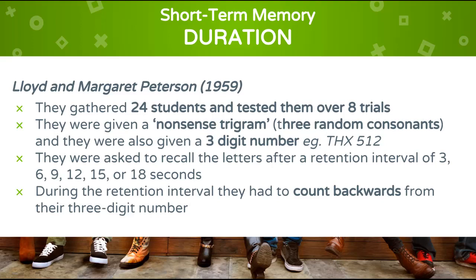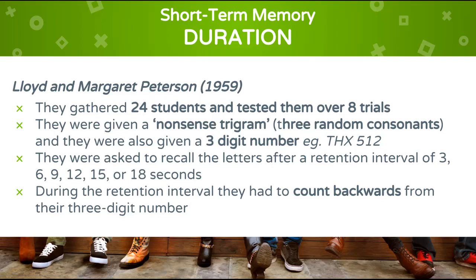They gathered 24 students and tested them over 8 trials. They were given a nonsense trigram, 3 random consonants, and they were also given a 3-digit number, for example, THX 512. They were then asked to recall the letters after a retention interval of 3, 6, 9, 12, 15, or 18 seconds. During the retention interval they had to count backwards from their 3-digit number. This was to prevent verbal rehearsal.